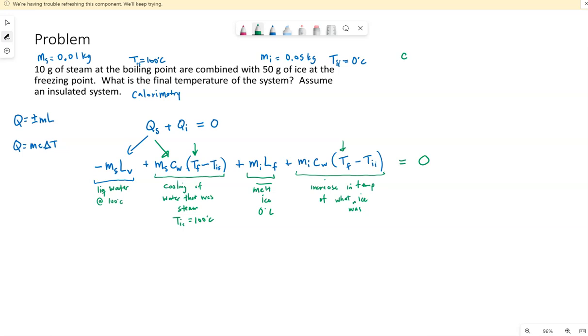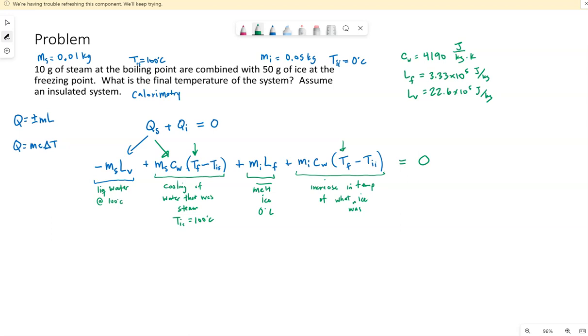From the test notes, we have C of water is 4190 joules per kilogram Kelvin. L sub F, 3.33 times 10 to the 5th joules per kilogram. L sub V, 22.6 times 10 to the 5th joules per kilogram. We're given the masses, we're given temperatures.